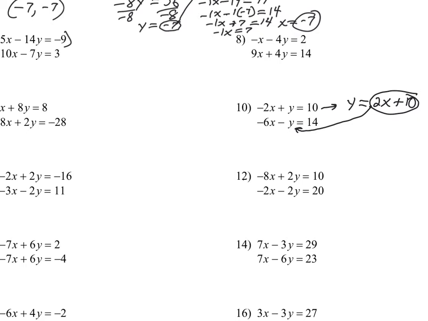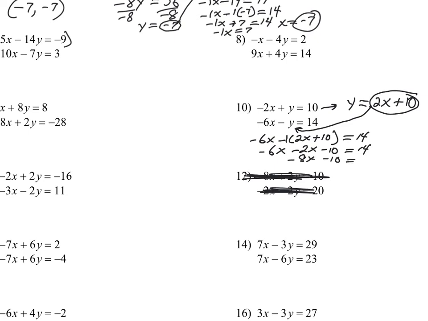Okay, again, pick ones that you can eliminate. I'm going to eliminate this so that I have room to plug this in. So my original equation was negative 6x minus y. It now becomes negative 6x minus the entire thing, 2x plus 10. Okay, now there's a negative 1 in front, so that means that I'm going to multiply each of those terms by negative 1. So I get negative 6x minus 2x minus 10 equals 14. That gives me negative 8x minus 10 equals 14.